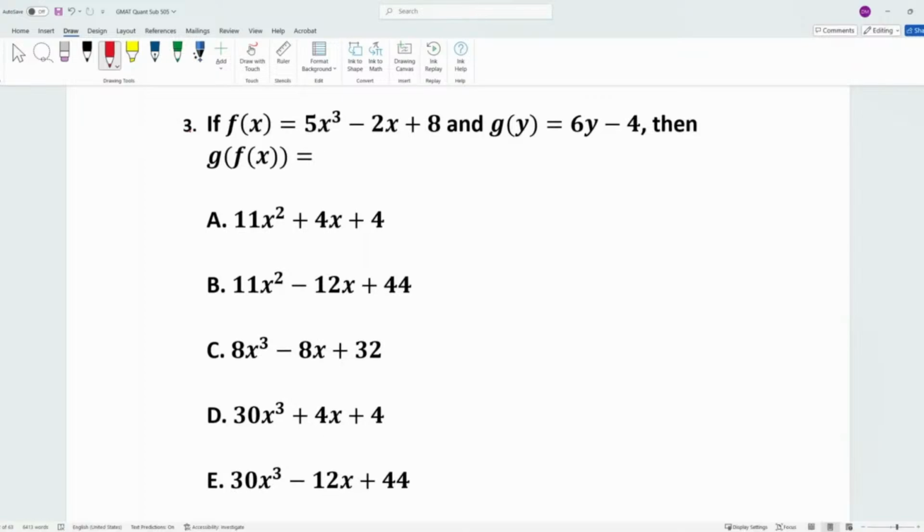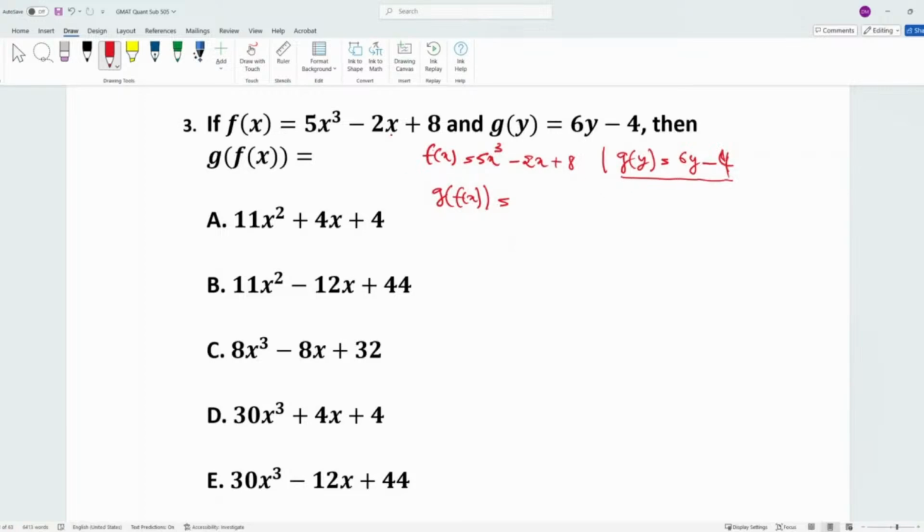So it says, if f of x is equal to 5, so let me just write f of x is equal to 5 times x to the power 3 minus 2x plus 8. And at the same time, we have g of y, which is equal to 6y minus 4. Okay, and it wants us to find g of f of x. Okay, so this is g of y.